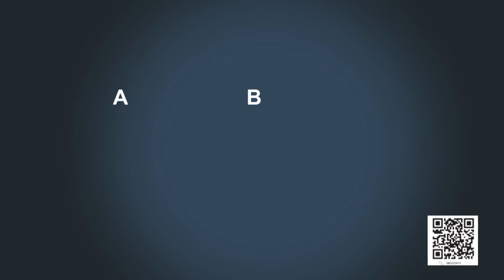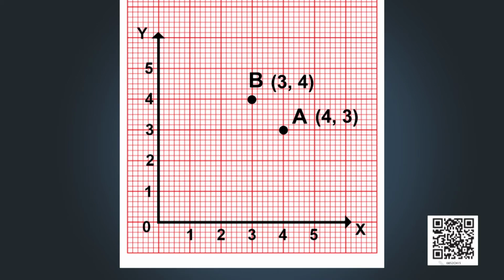Now, we will plot the points A and B. Coordinates of A are (4, 3) and coordinates of B are (3, 4). Are A and B equal? No, we can clearly see they are not equal. For the coordinates to be equal, the corresponding x and y coordinates of the 2 points have to be equal. The x and y coordinates are not equal here, so A and B are not equal.